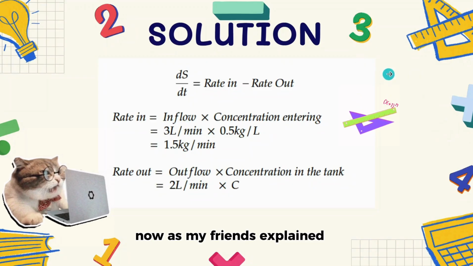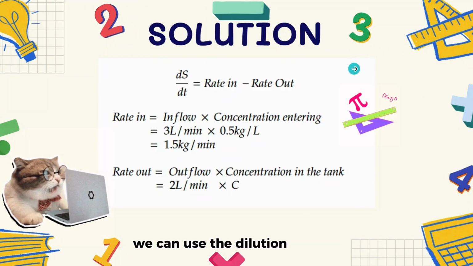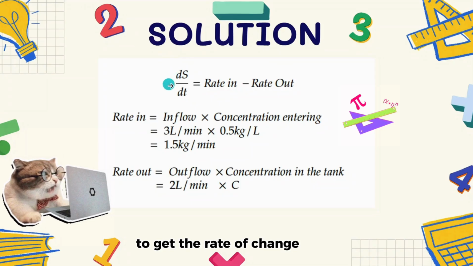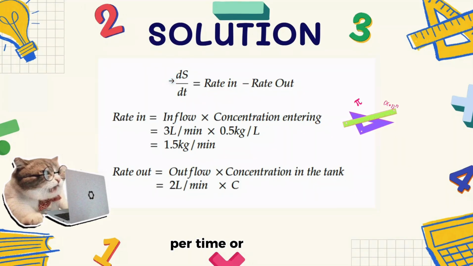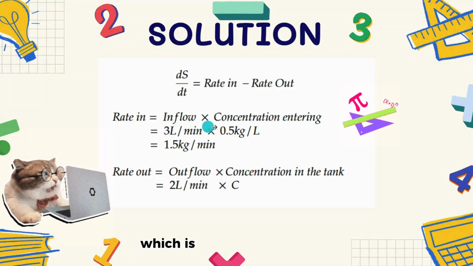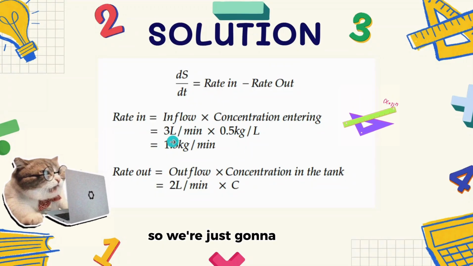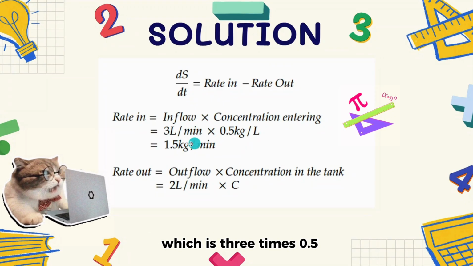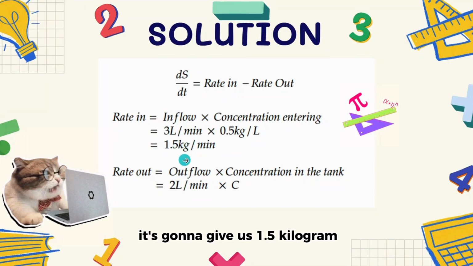Now, as my friends explained in the previous slides, we can use the dilution problem to get the rate of change of salt over time, which is equal to the rate in minus the rate out. The rate in is equal to the inflow of water times the concentration entering the tank. Both values are given, so we just use the values given, which is 3 times 0.5. It's going to give us 1.5 kilogram per minute.